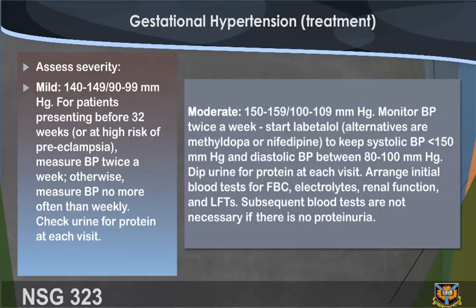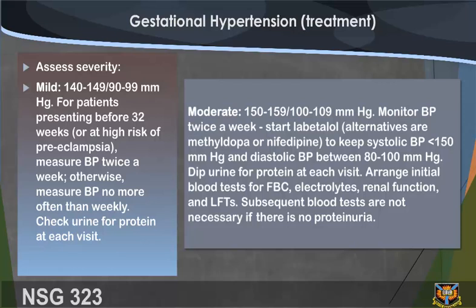Gestational hypertension treatment. Assess severity. Mild, 140 to 149/90 to 99 mmHg for patients presenting before 32 weeks or at high risk of preeclampsia. Measure BP twice a day. Otherwise, measure BP no more often than weekly. Check urine for protein at each visit.